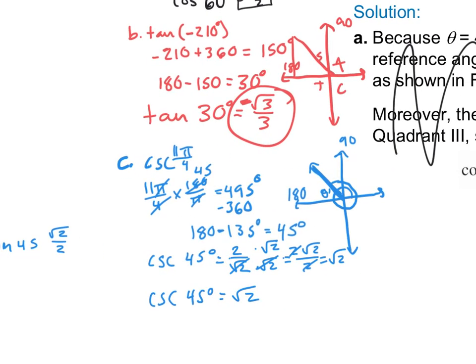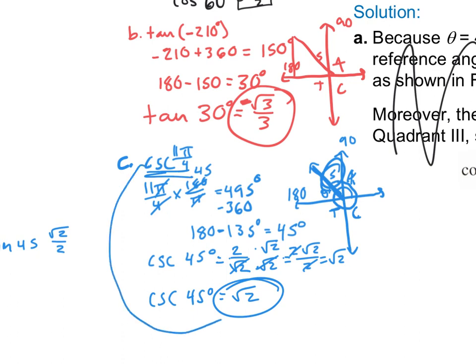And we are in the second quadrant, so All Students Take Calculus. Sine is positive in the second quadrant, so that means its reciprocal, cosecant, is also positive, so we have a positive square root 2. So cosecant of 11 pi over 4 is square root 2.